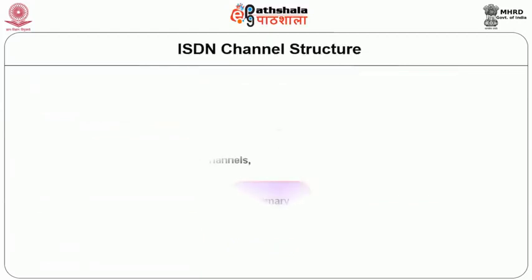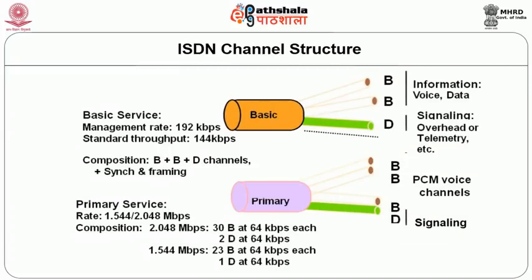Now the ISDN channel structure has basic and primary. The management rate is 192 and the standard throughput is 144, with the composition of B plus D channels for basic. And for primary, as shown in the earlier picture, this picture will clearly show how these lines get bandwidth and what kinds of bandwidth are used on different channels: 30B and 23B channels.